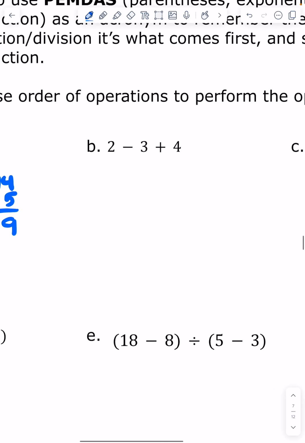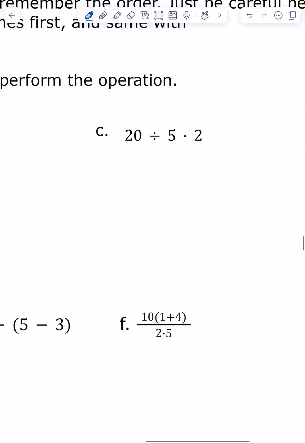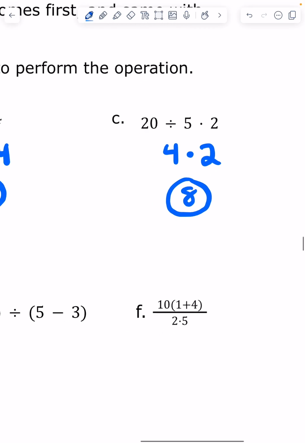B, 2 minus 3 plus 4. Here I want to do the subtraction first because that's what comes first. 2 minus 3 is negative 1. Plus 4 would be positive 3. C, 20 divided by 5 times 2. Again, the division comes first, so 20 divided by 5 is 4. And then 4 times 2 would be 8. If I first multiplied 5 times 2, I'd get 10, and then divided that, I would get a totally different answer. I'd get 2.